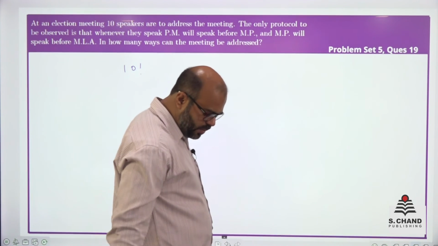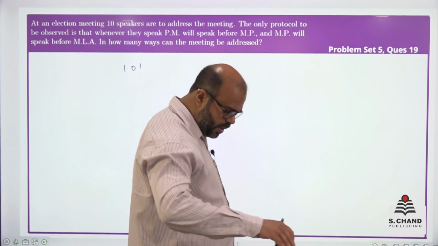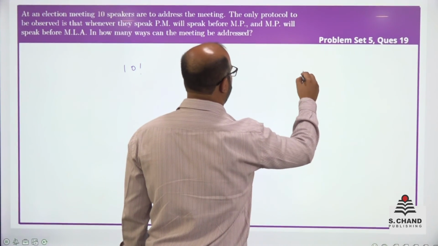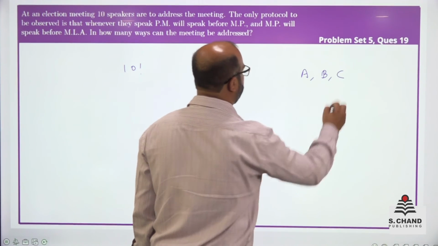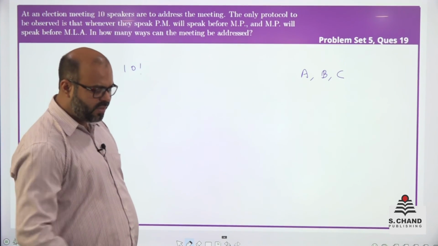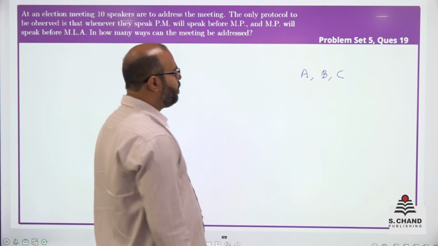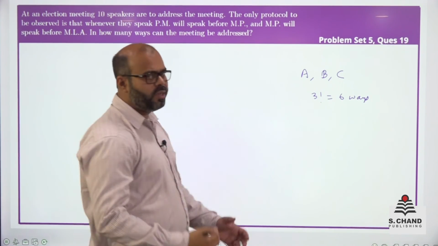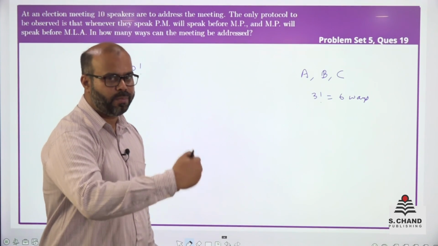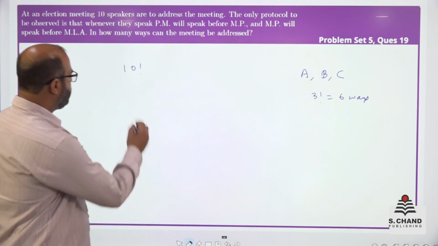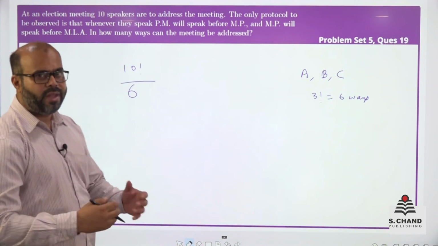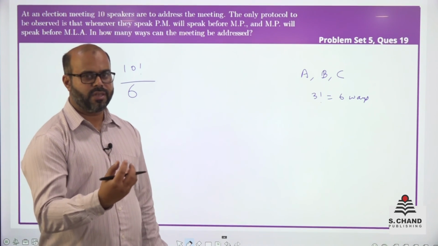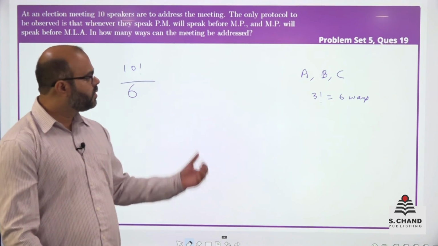there are 3 persons A, B, C, one PM, another MP, another MLA. 3 speakers are there. And in how many ways can they be arranged? To arrange them is 3 factorial, that is 6 ways. Now you don't have to arrange them, you have to only select them in a particular order, PM, MP, MLA. So that 6 ways you have to divide. You don't have to arrange them among themselves. As we see, if there are some objects which are similar, then that number factorial has to be divided. A similar situation is coming here.